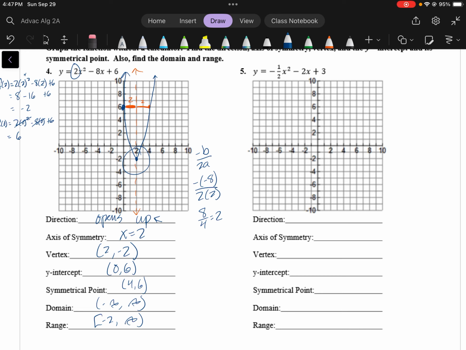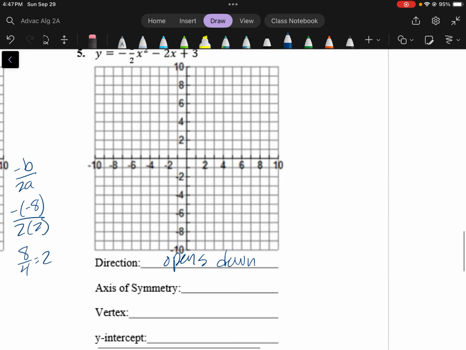So, last one, number 5. We're going to try to go through it at about the same pace. First thing to notice is that the a value in front is negative, which means the parabola opens down for this one. The axis of symmetry, again, can be found by using -b over 2a.